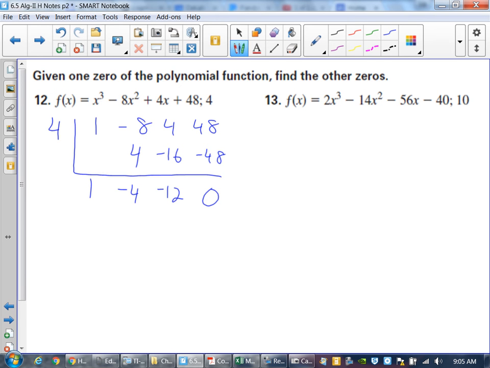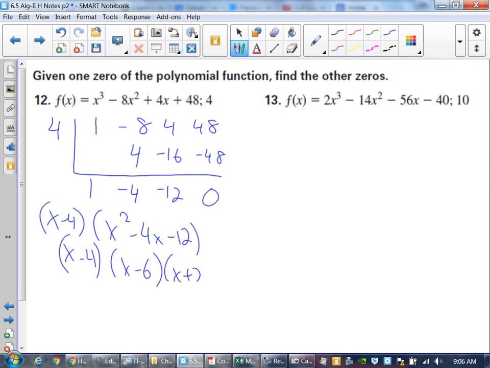I know that I have a 0 so I have an x minus 4 for a term, and then I have x squared minus 4x minus 12, which means I get x minus 4, x minus 6, x plus 2, which gives me 4, 6, and -2.